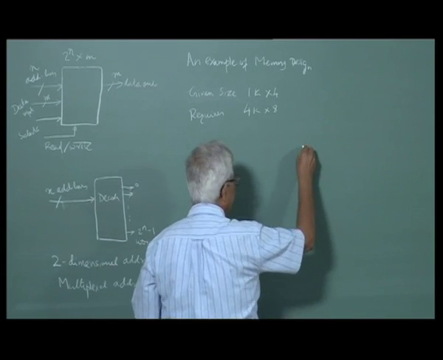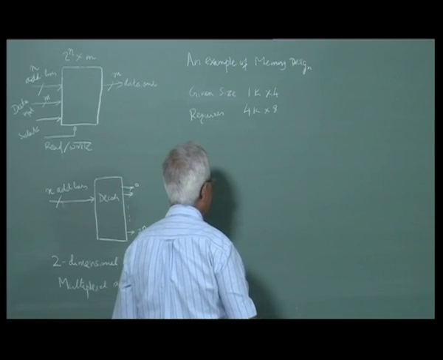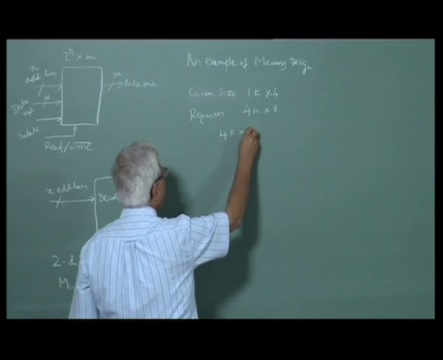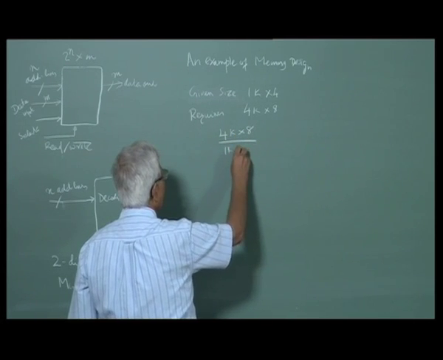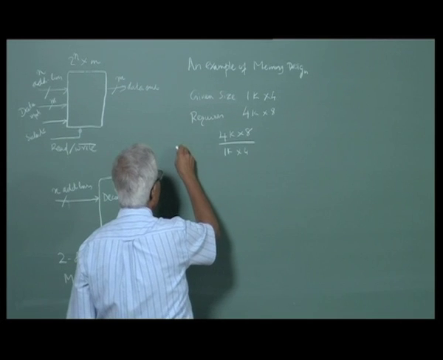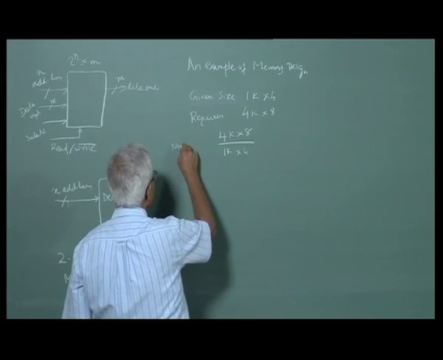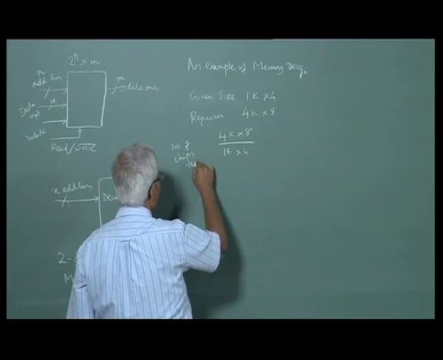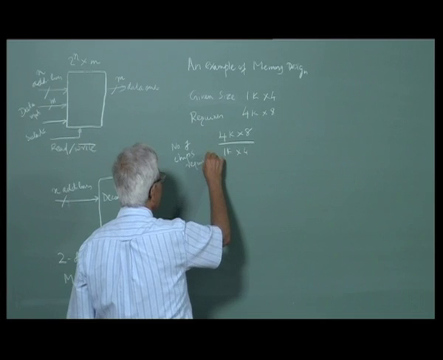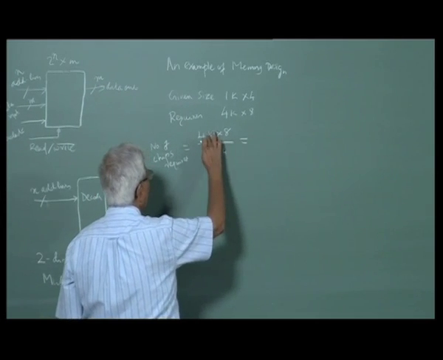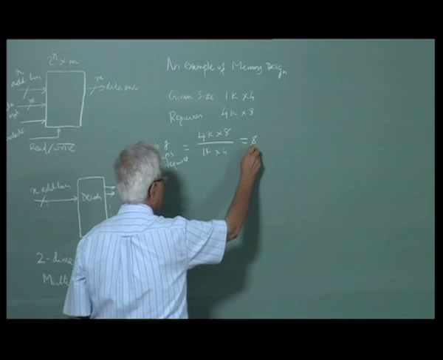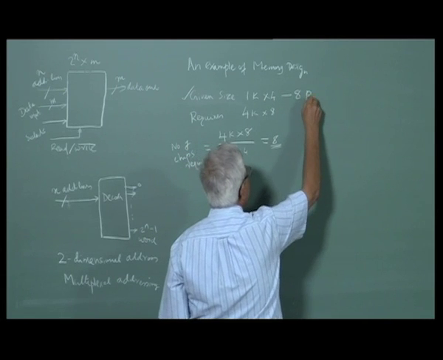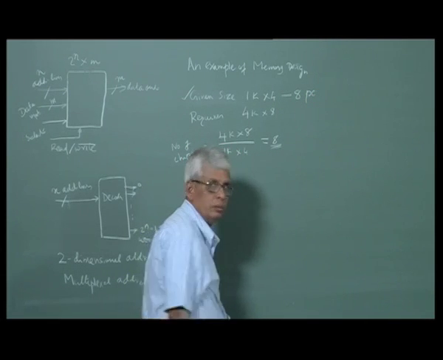So first of all, how many chips will be required? 4K by 8 divided by 1K by 4 is the number of chips required. That is equal to 4 times 2, which is 8. So I need 8 of these, 8 pieces.